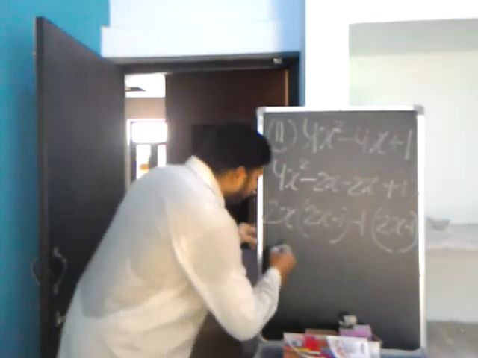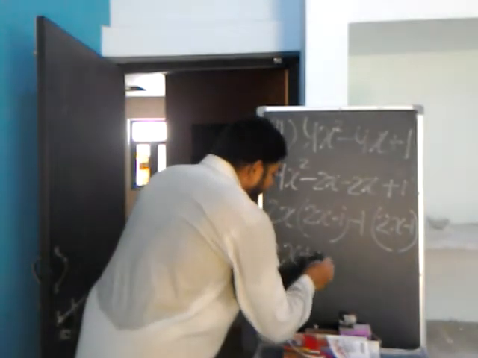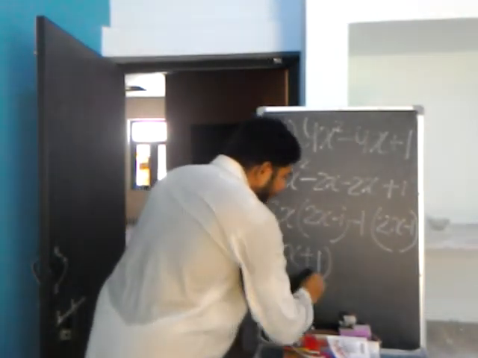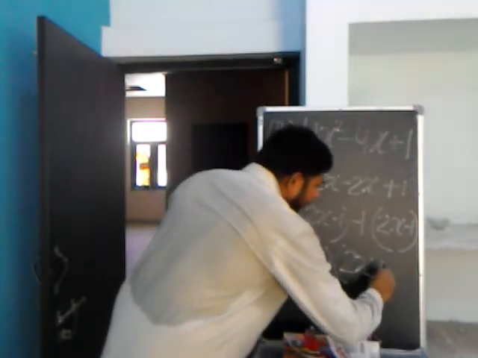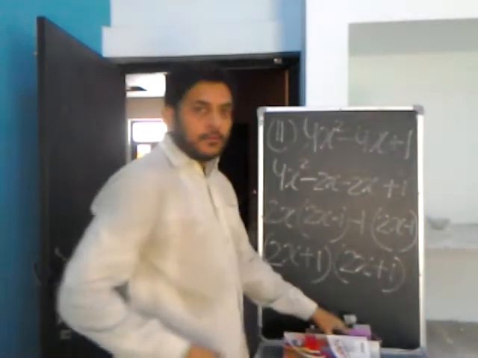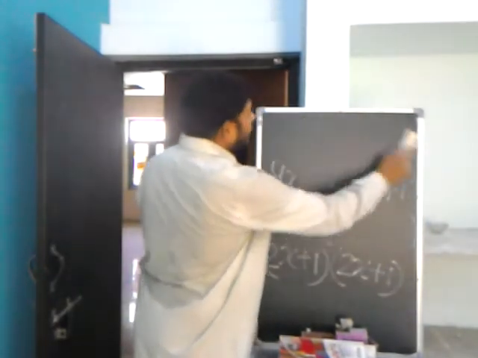So we have two factors, 2x plus 1 and 2x plus 1. Now I shall find out alpha and beta.